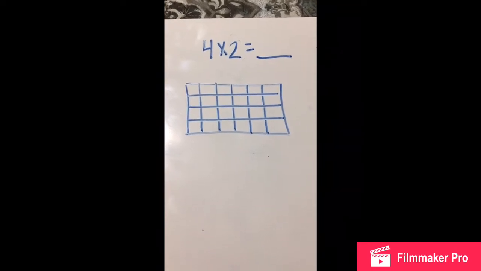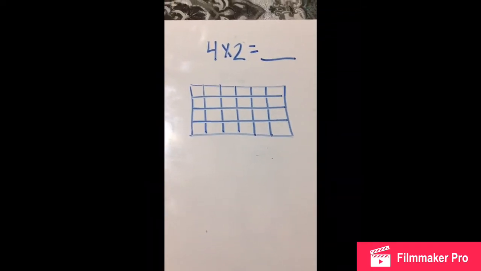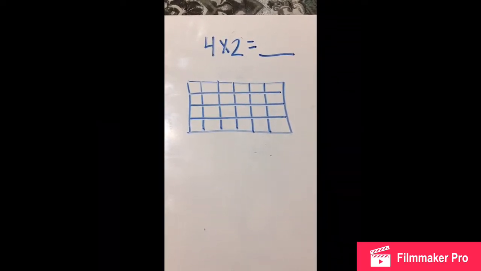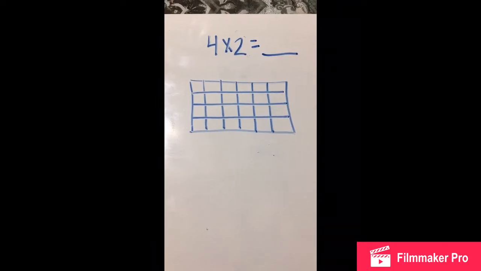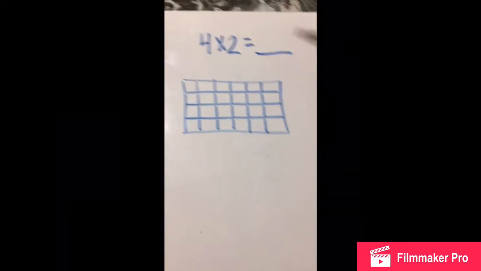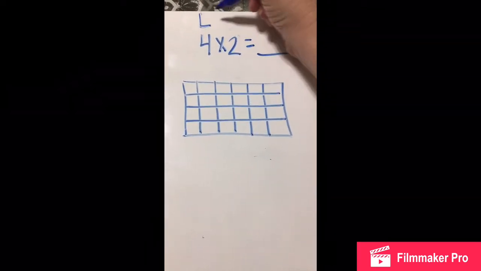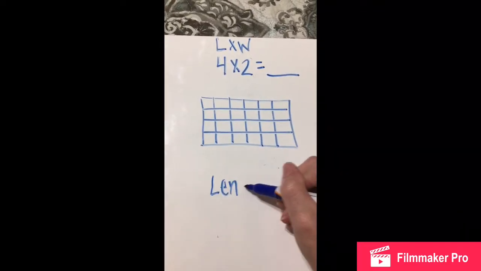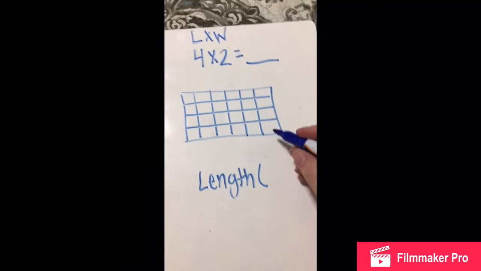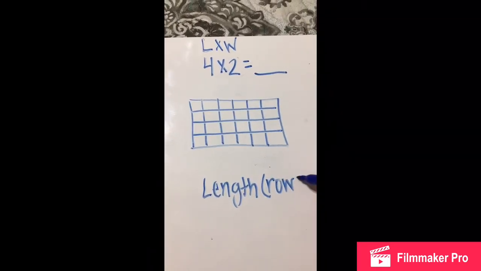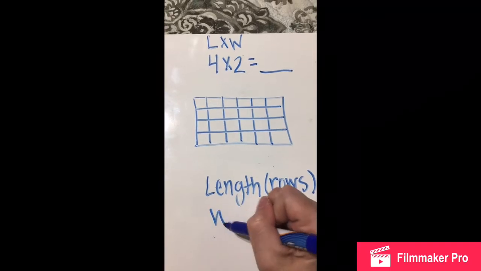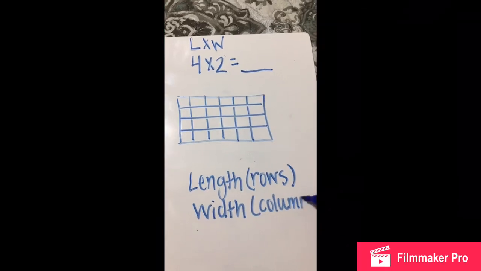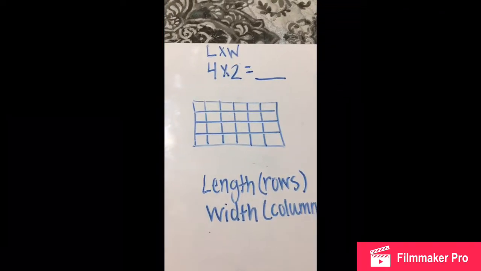Okay, so also on your activity today, you will have a blank array and you have to fill in the area based on the multiplication sentence. So fill in what you know. Remember, the first digit is your length and the second digit is your width. So remember, length is how long it is, but it's also your number of rows, and your width is how wide it is, but that's also your number of columns. So let's fill this in based off the information that we have.